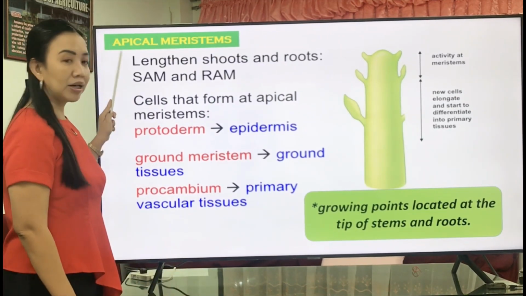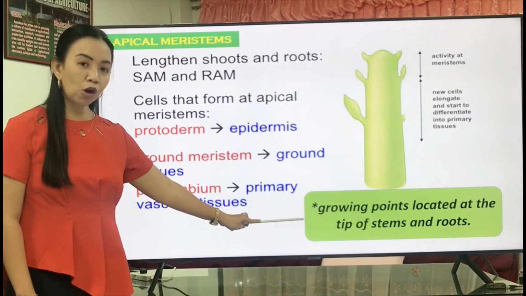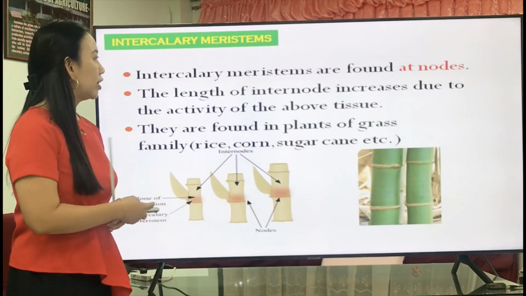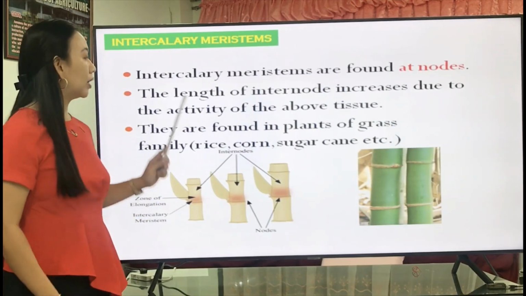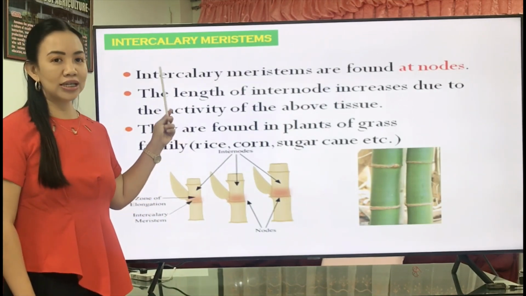And when we say apical meristem, it is the growing points located always at the tip of the stems and of the roots. Intercalary meristems are found at the nodes. The length of the internode increases due to this meristem.